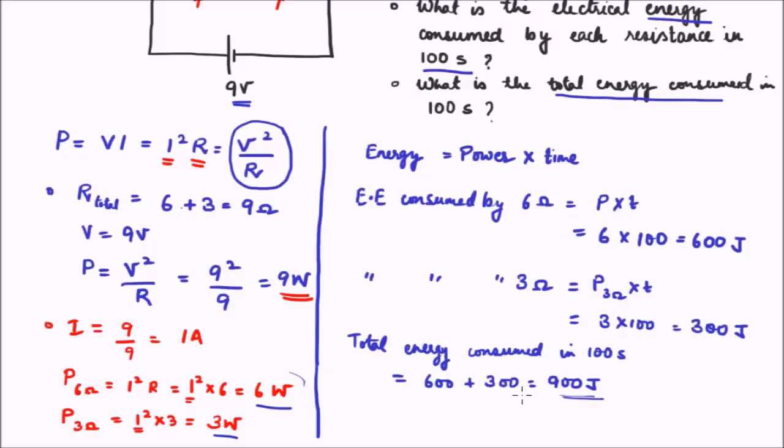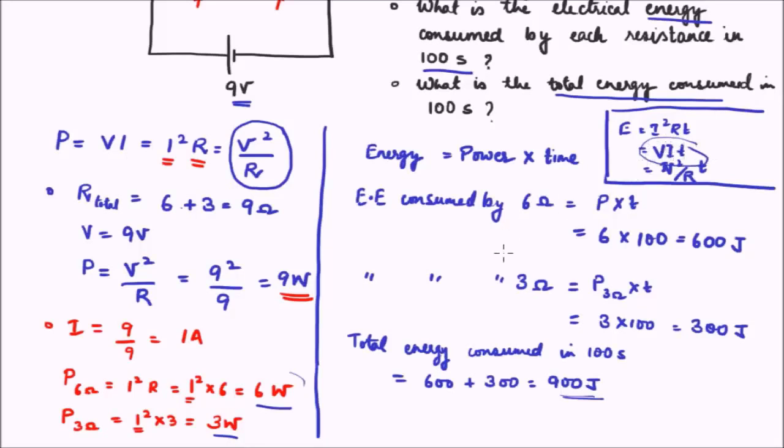This total energy consumed can alternatively be found out by using a different relation. What relation can we use? Let us write down the relations which we have for the energy. Energy can be written as I square RT, VIT, V square divided by R times T. Now what we know is the current flowing through the system. That is the same current flowing through both the resistors. We know the potential difference applied and we know the time. So we can use this relation to find the total energy consumed. Let us calculate using this relation.